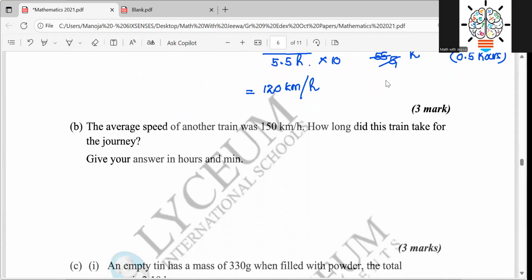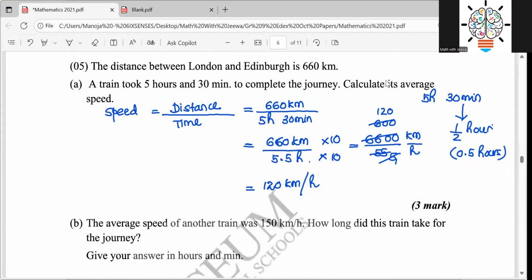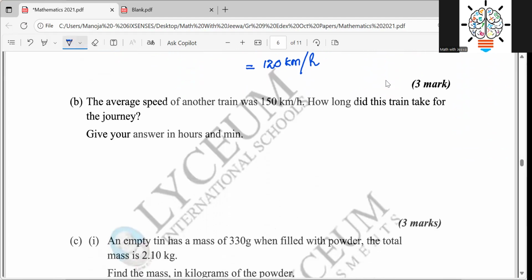The average speed of another train was 150 kilometers per hour. How long did this train take for this journey? How do you calculate this? You know the speed formula, distance divided by time. This time you want to calculate the time. How long? That means time. How to find the time? Distance divided by speed.